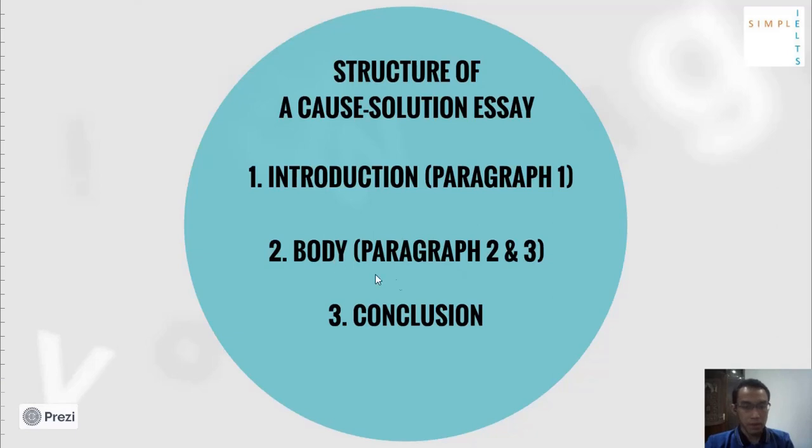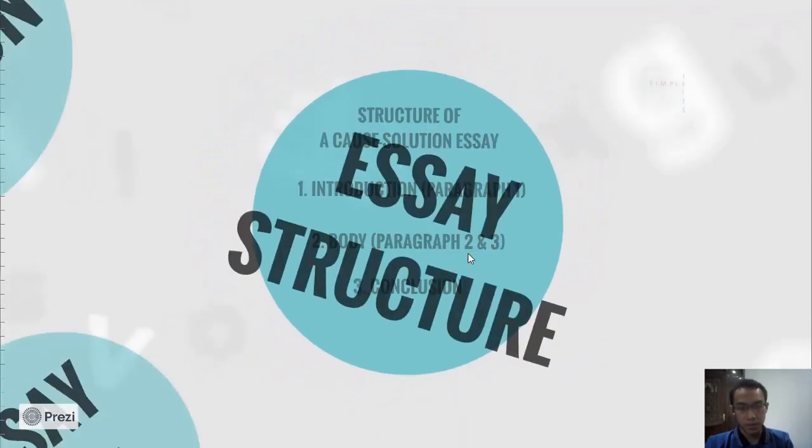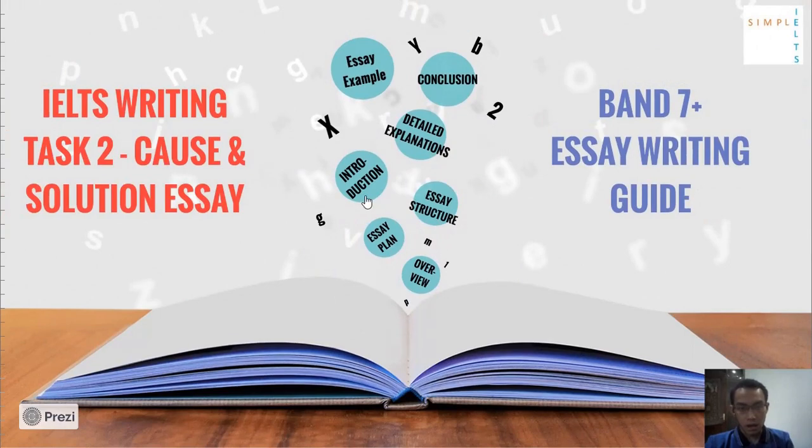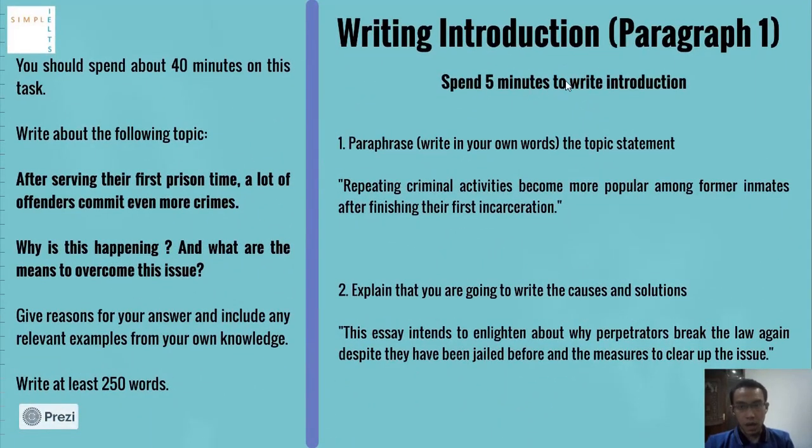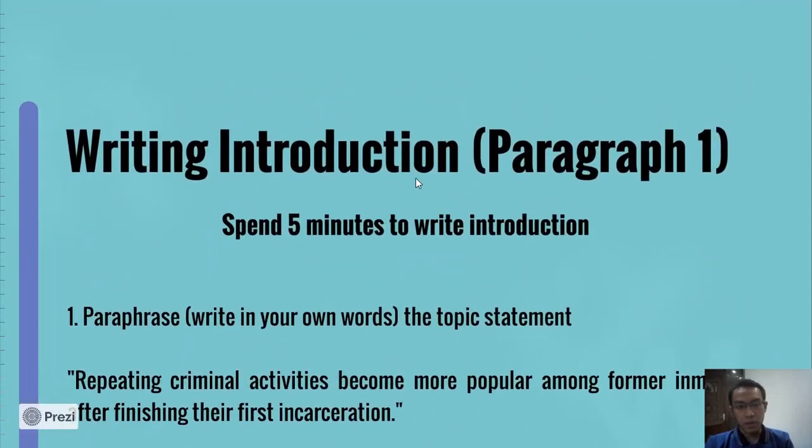And the last paragraph, or the fourth paragraph, is conclusion, which is a summary of the body, summary of the causes and the solutions. Okay, let's talk about introduction first. So in introduction, I would suggest that you spend 5 minutes to write it down. Why? Because in IELTS Writing Test 2, we only have 40 minutes. So we have to allocate our time in the most efficient manner. So in my experience, 5 minutes is enough to do this.